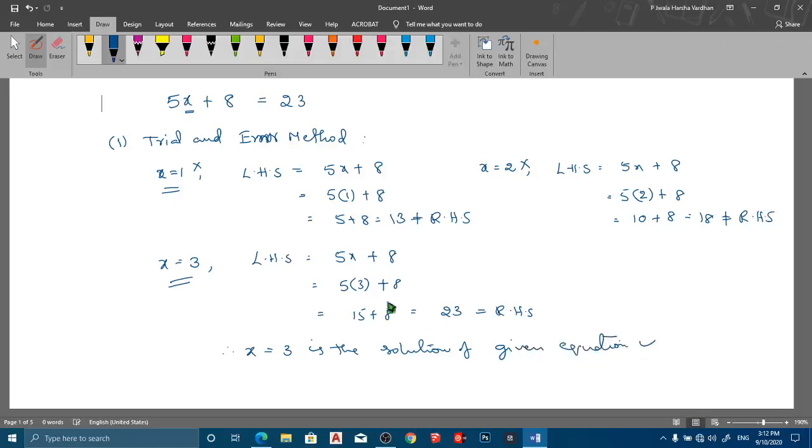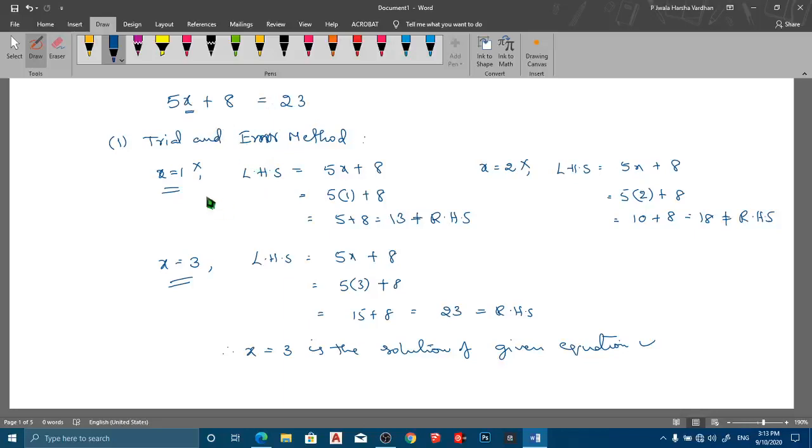So this is the procedure of the trial and error method. You have to try with different variable values. If you get an error, you have to go for one more trial. If you get an error in that also, you have to try with one more number. Like that, you should go on using different trials until you get the RHS value, until you get the satisfactory value of the given equation, which states whether the given equation is true or not.